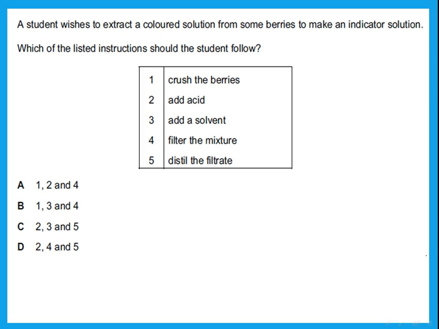When you get berries or a solid and you want to get a solution out of it, usually the first thing you do is crush the berries and then do what? And then I'm going to add something in which the colors will dissolve. So I need to add a solvent. And then after stirring and so on, and the dye dissolves in the solvent, I will need to filter the mixture in order to separate the solid berries from the rest of the solution. So my answer is B. 1, 3, and then 4.